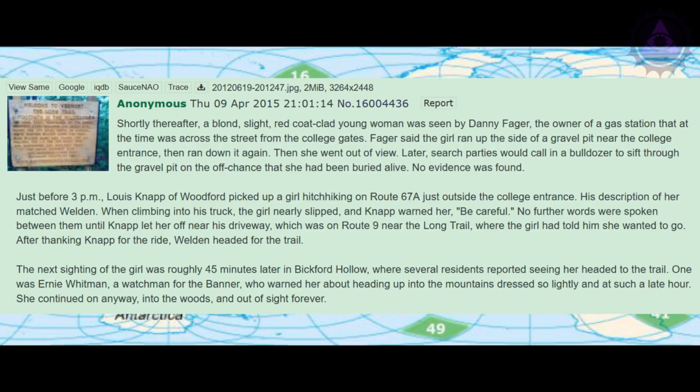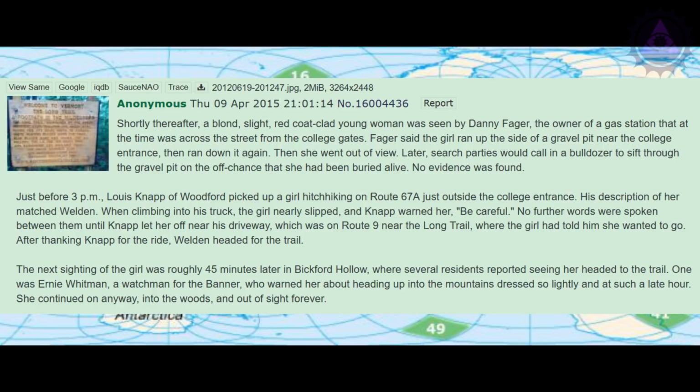Just before 3 p.m., Lewis Knapp of Woodford picked up a girl hitchhiking on Route 67A just outside the college entrance. His description of her matched Welden. When climbing into his truck, the girl nearly slipped, and Knapp warned her, "Be careful." No further words were spoken between them until Knapp let her off near his driveway, which was on Route 9 near the Long Trail, where the girl had told him she wanted to go. After thanking Knapp for the ride, Welden headed for the trail.